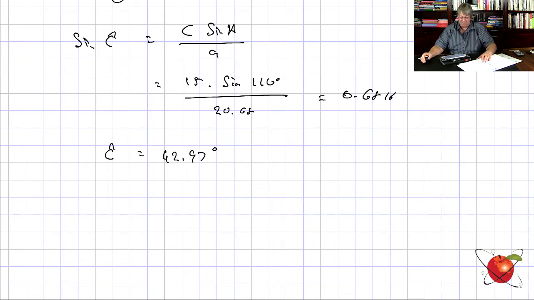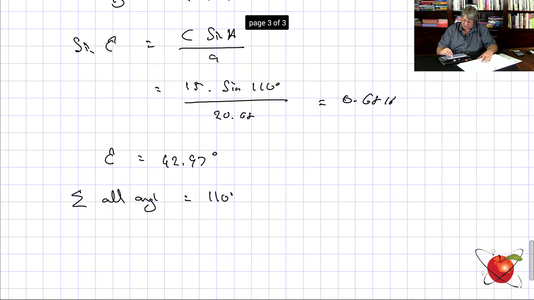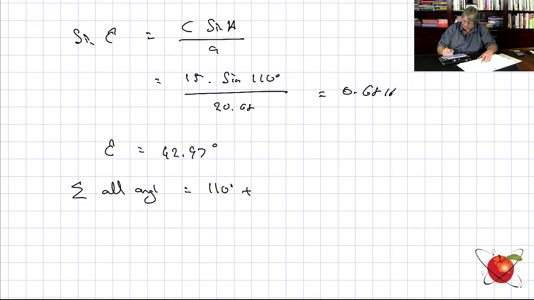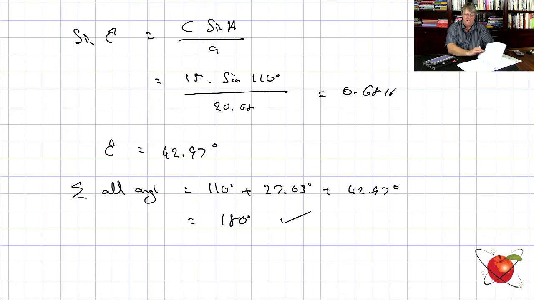Okay, degrees. Now let's check. Let's sum all angles. So I've got A is 110 degrees. B was 27.03 degrees plus 42.97 degrees. And my final answer is 180 degrees. Tick, I am correct. There is one little thing that we have to go through.